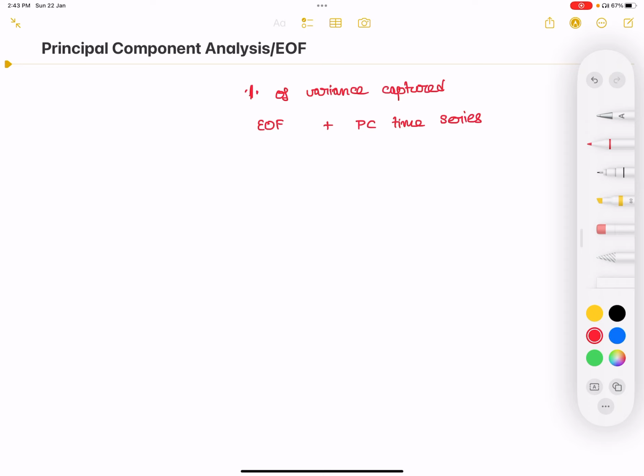So we will see what those particular things are in a very simple mathematical framework. The mathematics behind that I will derive here, and from there we will understand what mathematical expression is actually EOF, what mathematical expression is nothing but this PC time series, and how this percentage of variance captured is calculated. So first of all, this principal component analysis is nothing but a dimensionality reduction technique. We all know this.